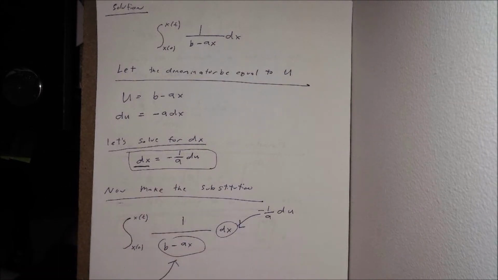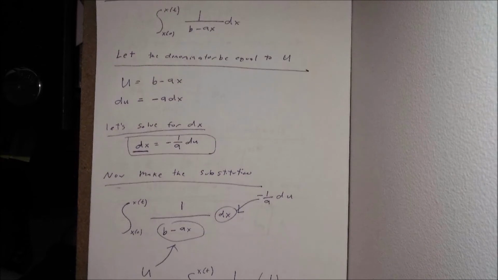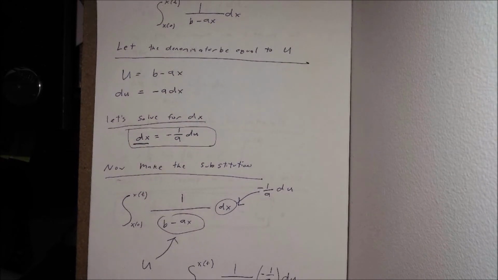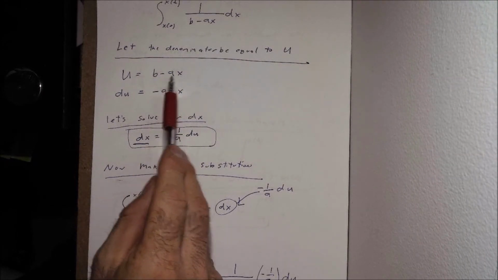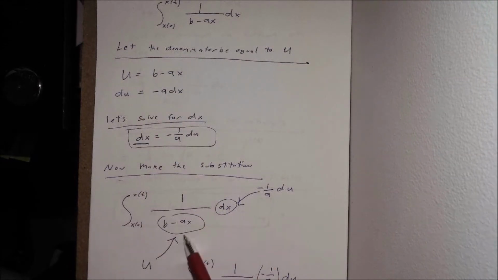So with this expression now for dx in terms of our du, we can now make that substitution. So we look up top there and we say, okay, what do I have going on? I know my u, I know a dx now, so I can replace this here, my denominator, by our u that we chose right there. U is b minus ax. We chose that to be that, so that goes there as our u.